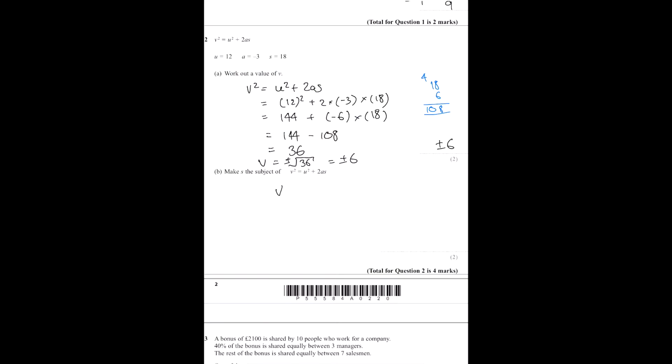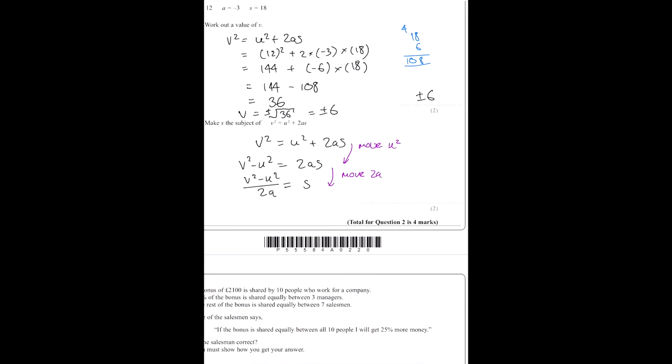Make S the subject. So here we write out the equation and we move the u squared first, and then we can move the 2a afterwards. Here we move u squared, here we move the 2a. So our answer is v squared minus u squared all over 2a.